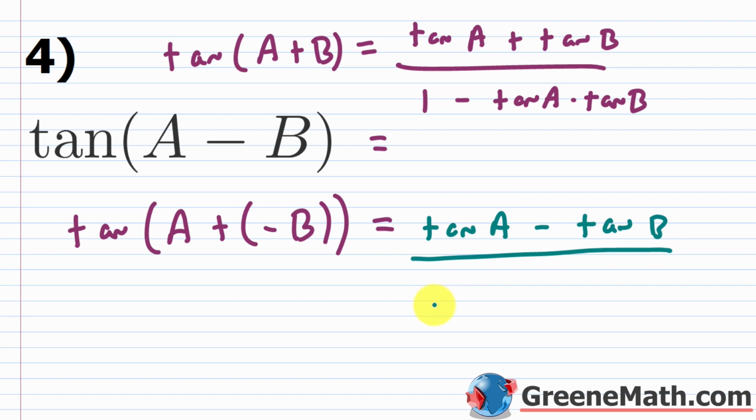So then this is over 1 minus the tangent of A times, in this case, the tangent of negative B. So here's where you get another sign change. Because this is the tangent of negative B, again, you can use your negative angle identities and say this is the negative of the tangent of B. So just pull that negative out. So this would now be a plus. So our formula becomes the tangent of A minus the tangent of B over 1 plus the tangent of A times the tangent of B.